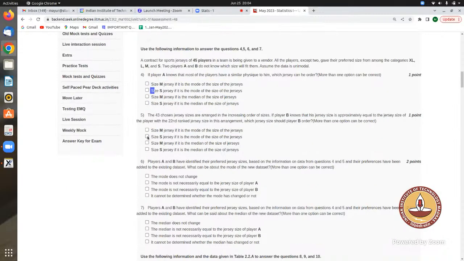Now, question 5: the 43 chosen jersey sizes are arranged in increasing order, right? Yes, sir. Player B knows that his jersey size is approximately equal to the jersey size of the 22nd ranked player in this arrangement of 43, right? Yes, sir. Okay. Now, just think about it.